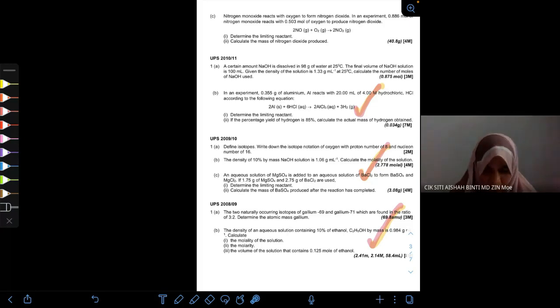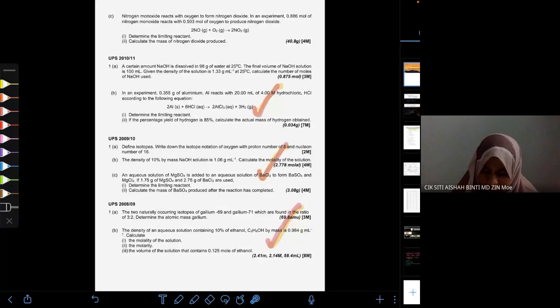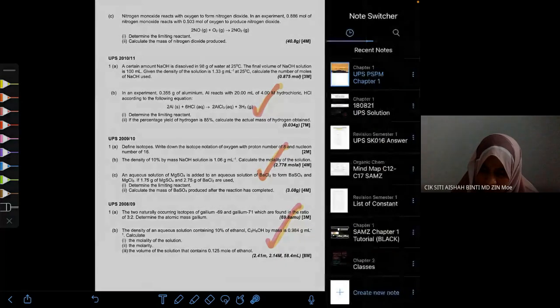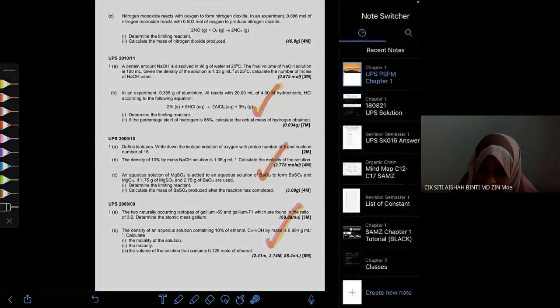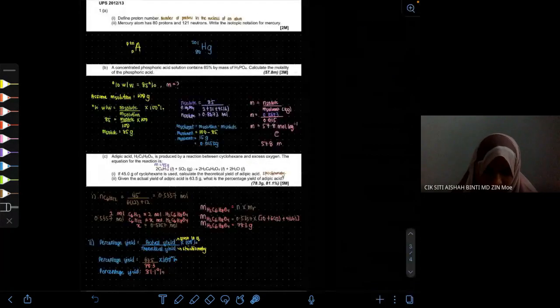Question dia macam simple je. Sebab banyak kali pun ulang-ulang je. Isotope notation lah, limiting reactant lah, yang ini. Yang ini just to familiarize yourself. Nanti dah masuk chapter 2 dah macam kamu rasa chapter 2 tu is very different. Okay, so kita tambah lagi page.